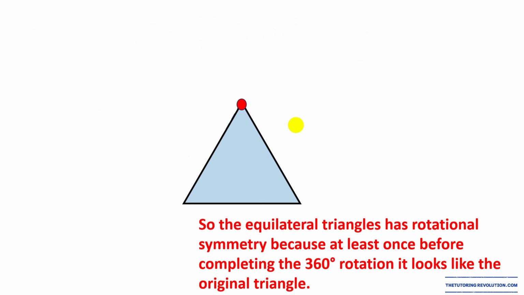Okay, so the equilateral triangle has rotational symmetry because at least once before completing the 360-degree rotation, it looks like the original triangle. In this case, twice, right? After 120, and then after 240 degrees, it looks the same as the original one.